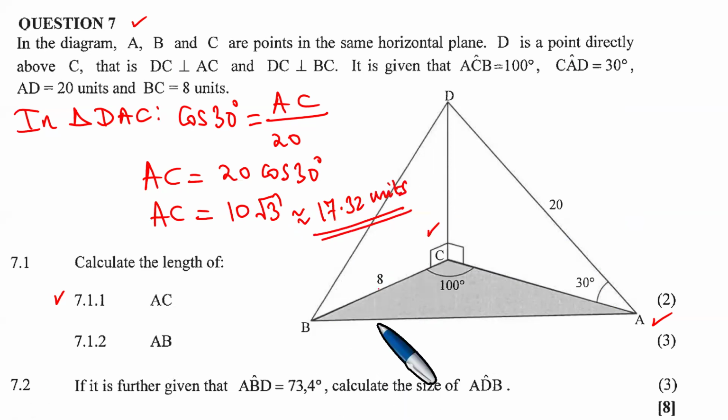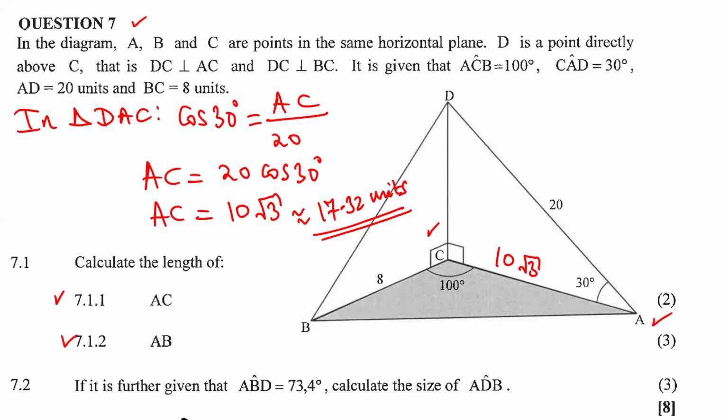17.32 units like that. And that is exactly the length of AC. Who has a question here about the length of AC? Any question? So the length of AC is 10 root 3 units.